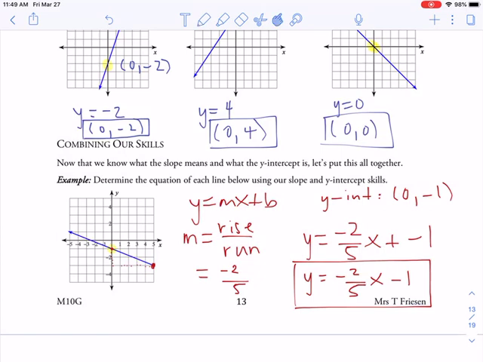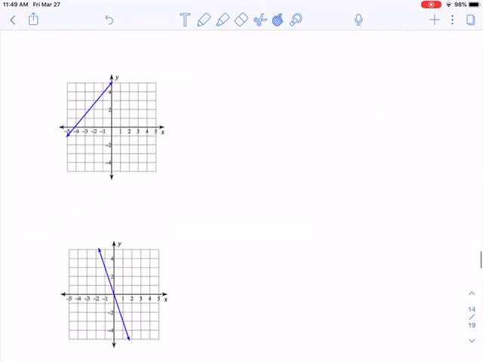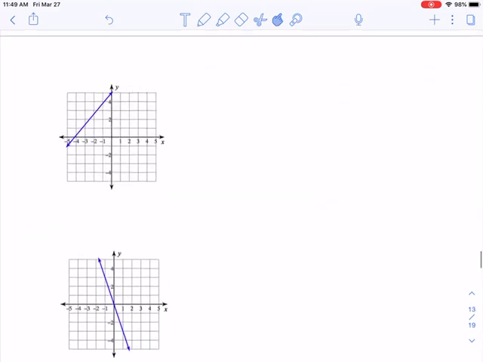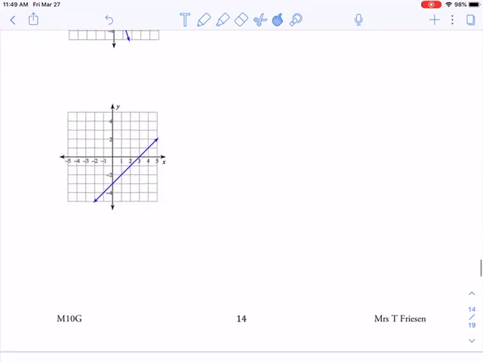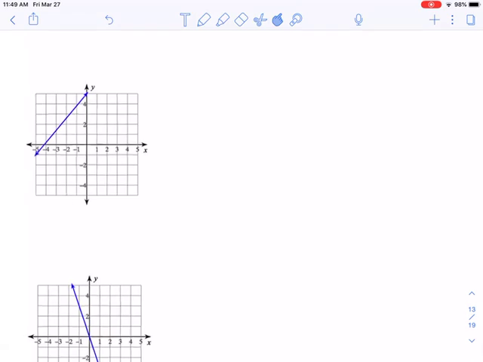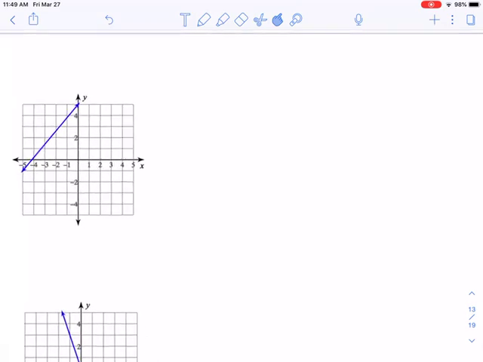All right, let's keep going to the next example. We're going to do the same thing 3 more times on this, and then I'm going to make a new video for the remainder of the lesson. So this video will end at the bottom of page 14. All right, let's zoom in a little bit.